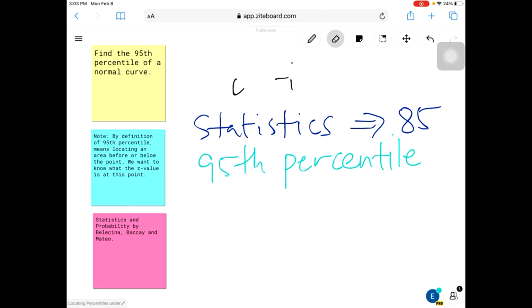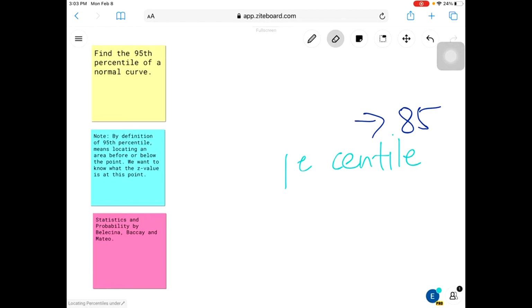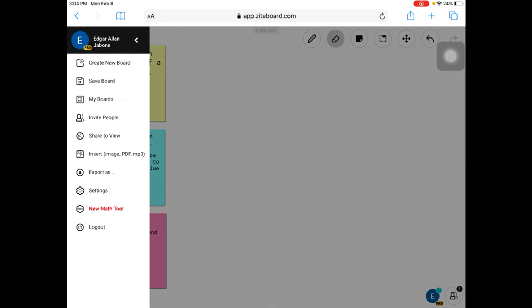So let's proceed to locating percentiles under the normal curve. We have this sample exercise taken from the book Statistics and Probability by Belicina, Bacay, and Mateo. Find the 95th percentile of a normal curve. By definition, the 95th percentile means locating an area before or below the point, and we want to know what the z value is at this point. So we have 5 steps here.